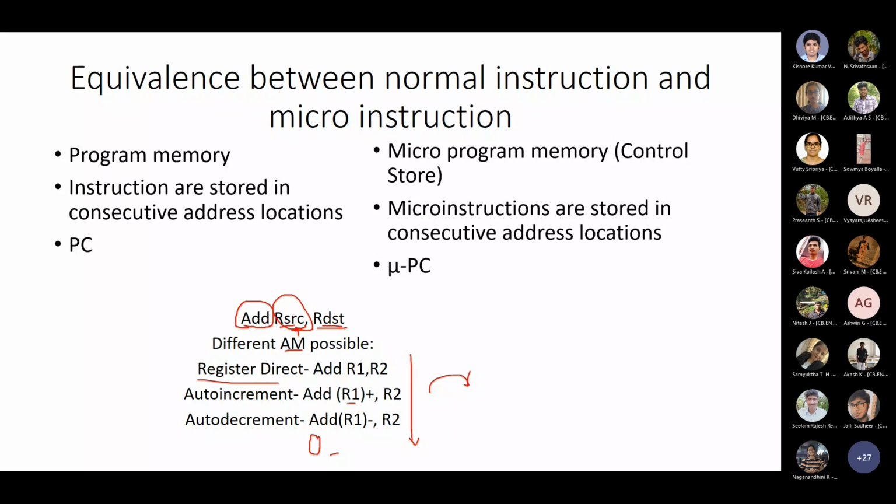Now, auto increment indirect means R1 will contain an address. You go to that address. That will again contain an address. Then you go to that address, then only you will get the data. Is that clear? And R1 is incremented. Similarly with auto decrement also.